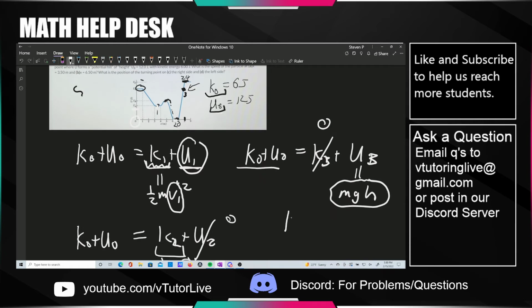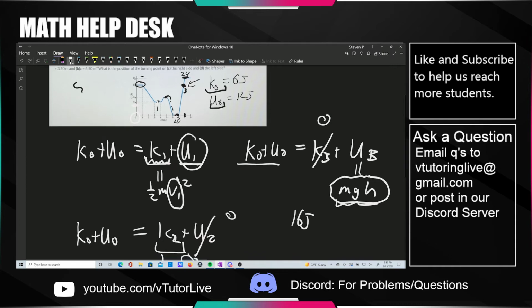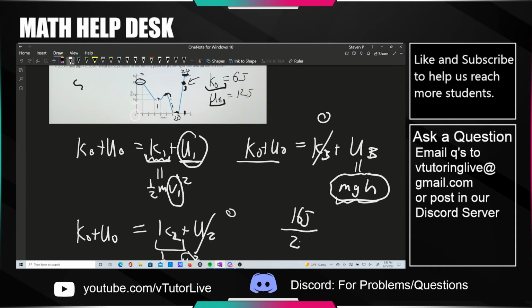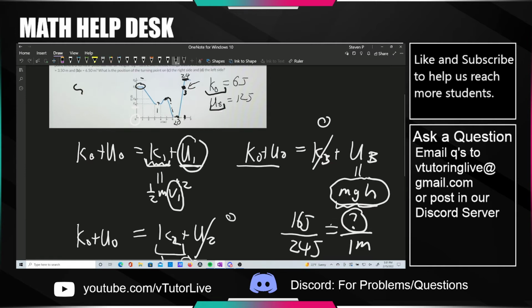Let's say hypothetically that the answer you get here was 16 joules. That's not actually the real answer, but then you would say, okay, 16 joules divided by the total height, 24 joules, is going to be equal to what out of 1 meter. You're basically using ratios to figure out how far along on this diagram it's going to turn around. Does that make sense? This question mark right here tells you how far past the 7 meter mark it's going to reach the height.